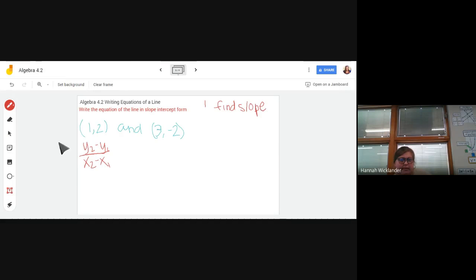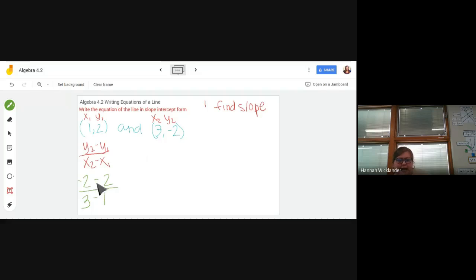So for me, it makes it easier to label them. So x1, y1, x2, y2. I just do this because it makes it easier for me to visually see it. Okay, so now I'm going to take these and plug them in. So y2 is negative 2, and y1 is 2. And then my x2 is 3, and my x1 is 1.